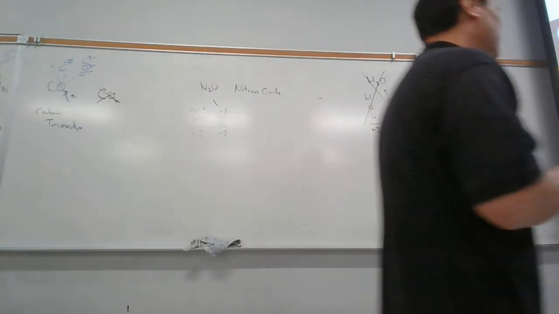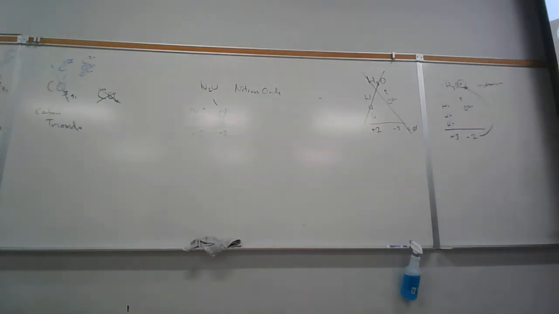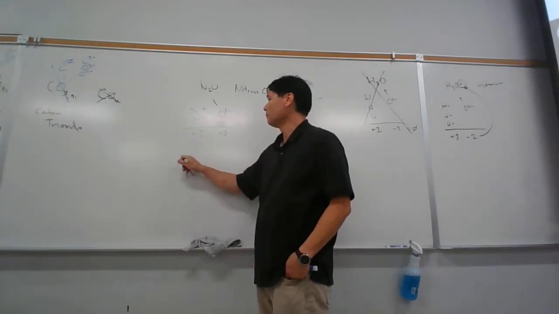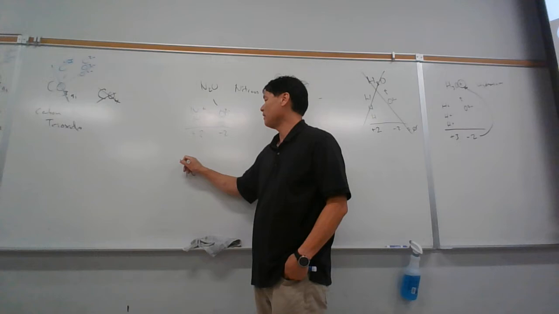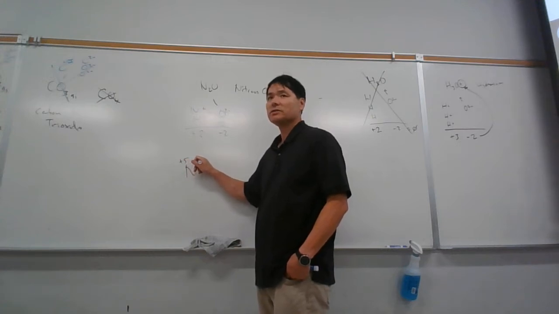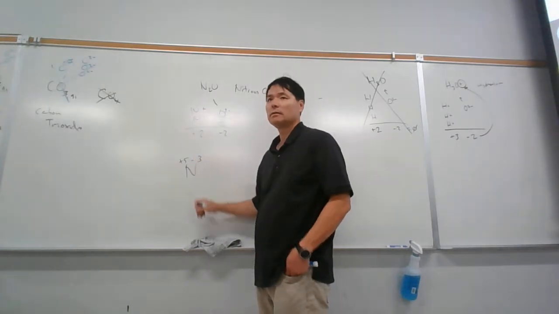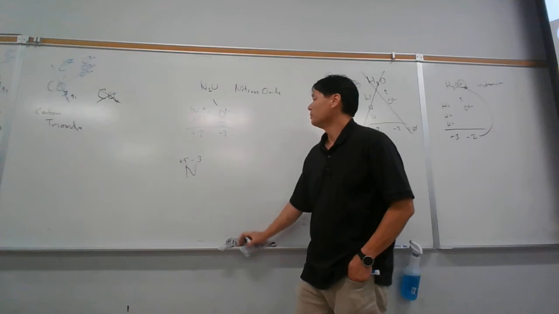We probably should start thinking about nitrogen. Nitrogen can gain 3, right? Or it could lose 2. It has 7 electrons. So if it gains 3, it has 10. Or it could lose 5 and get 2. So nitrogen's oxidation state varies from +5 to -3. That's the variation. So here I have +1.